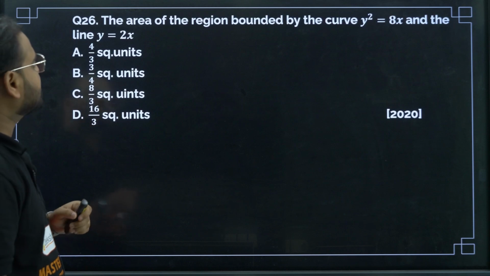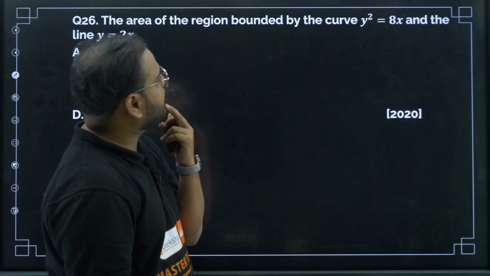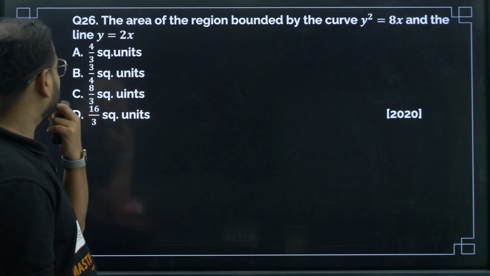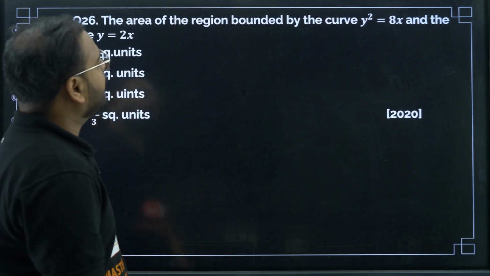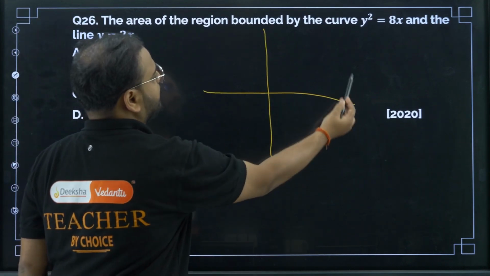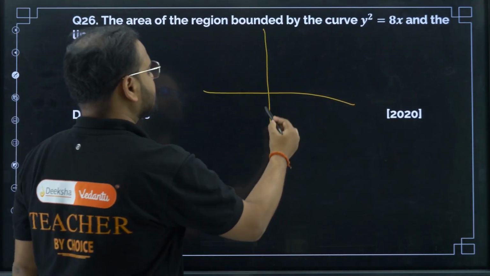Moving on to question number 26. The area of the region bounded by y square equals 8x and the line y equals 2x. Okay. The parabola is symmetric about the x-axis.